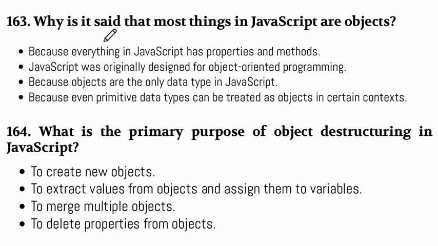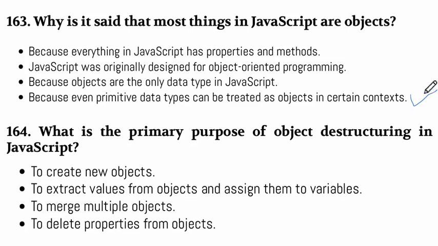Another question, why is it said that most things in JavaScript are objects? Because everything, even primitive data types, can be treated as objects in certain contexts. We have discussed the primitive data types are number, string, boolean. All these are primitive data types, and these can also be treated as an object in certain contexts in JavaScript when you're working on real life projects.